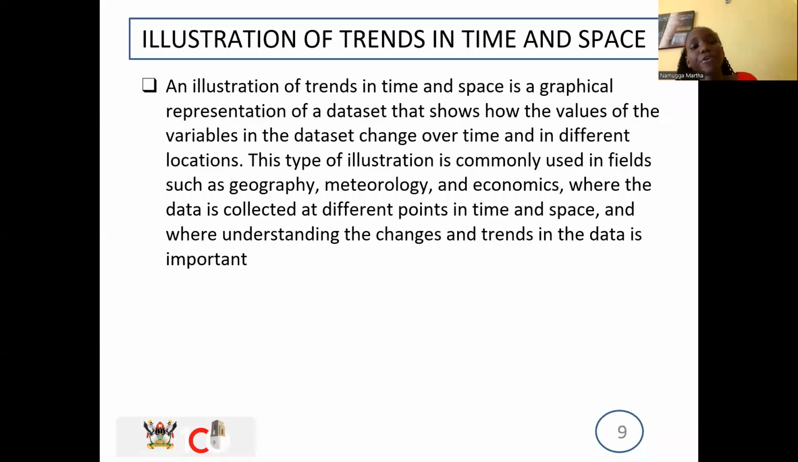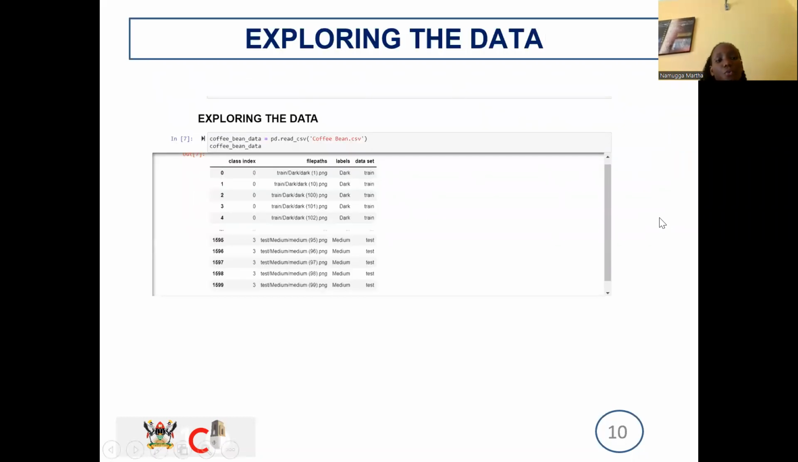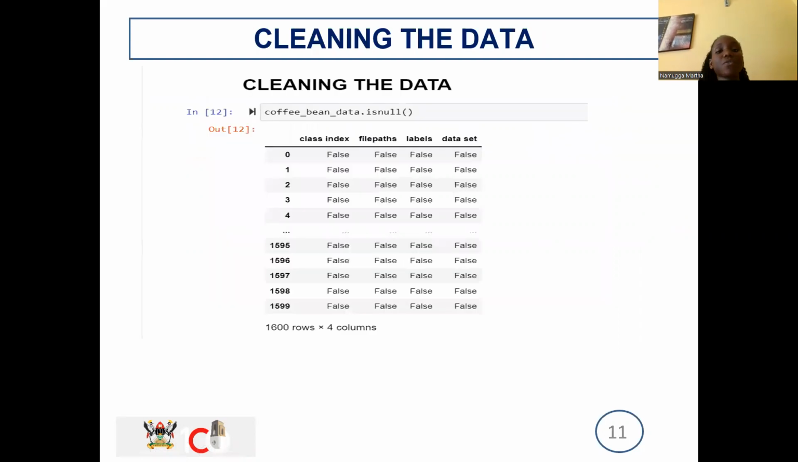So now we're going to look at our data set. We loaded our data set in our Jupyter notebook, and then I was able to load it. So this is it. It's the rows and the columns, the fields. This is what the data set looks like. Then I had to clean the data.